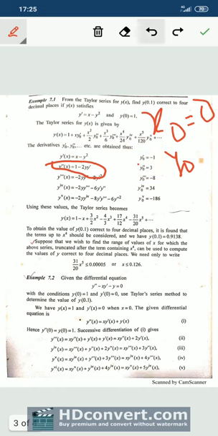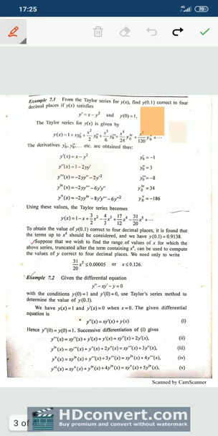I hope that similarly you can differentiate and find out all the higher order derivatives. Now once you have found out all these values, you simply plug into this series and you get your Taylor series solution as this particular expression.